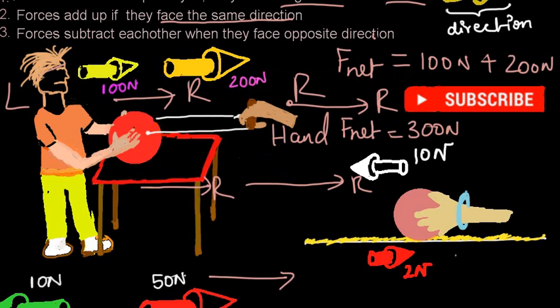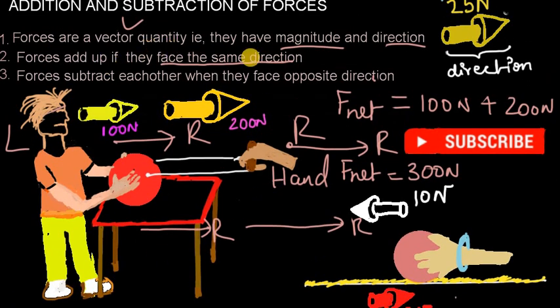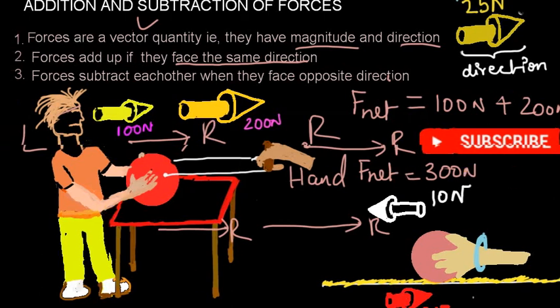Okay, so whenever forces are facing the same direction and they're also acting on the same object, they always add up. So for example, let me tell you another example. There is a box here. You are pushing it from this side with a magnitude of 25 newtons and it's facing towards right.